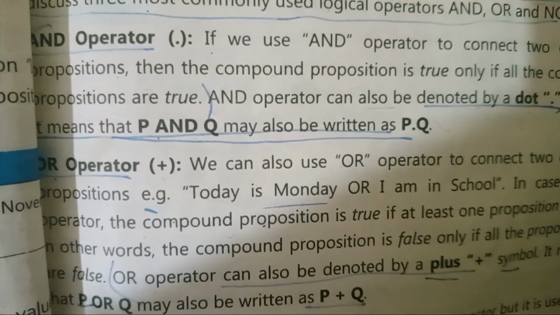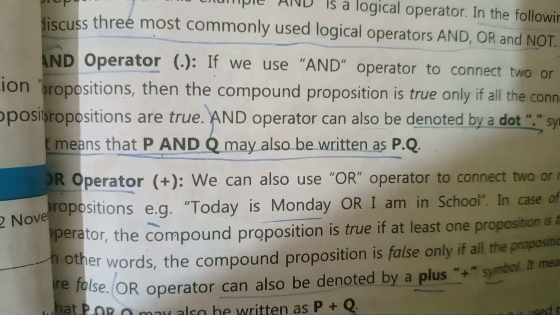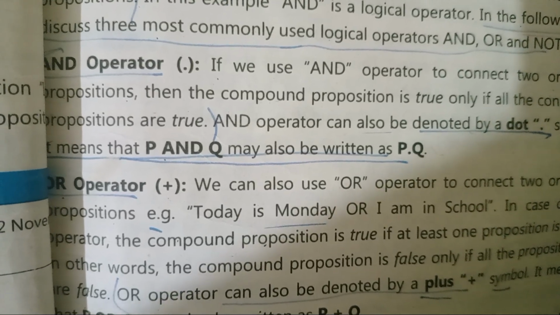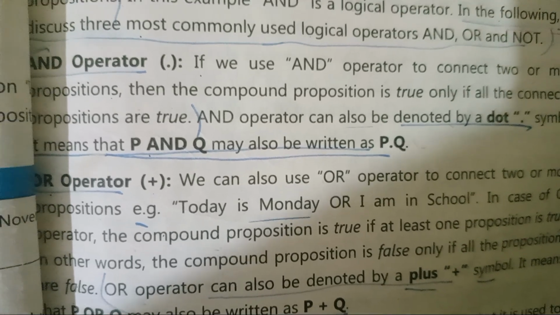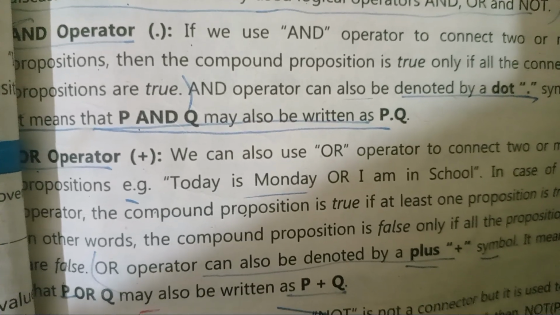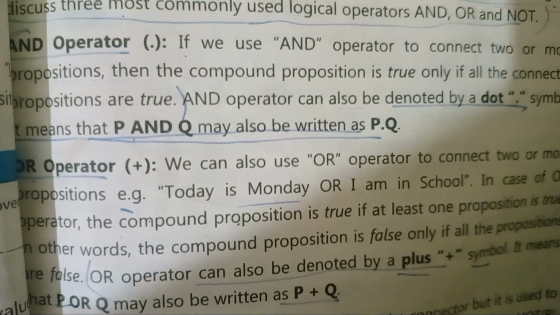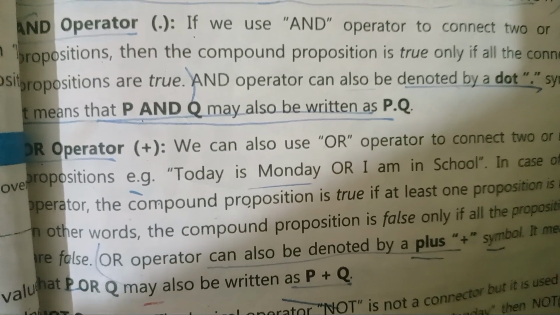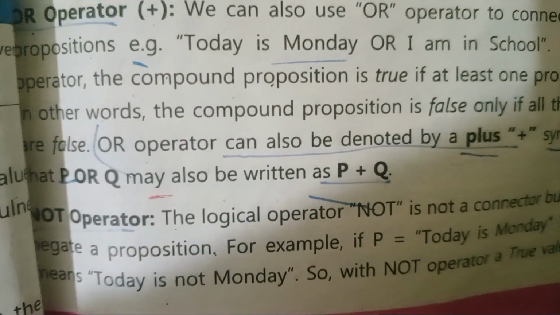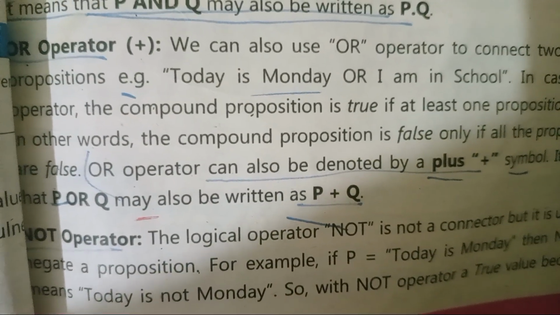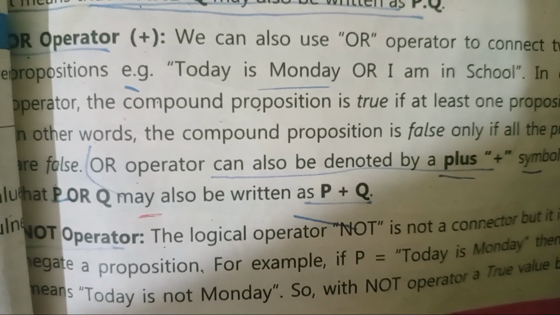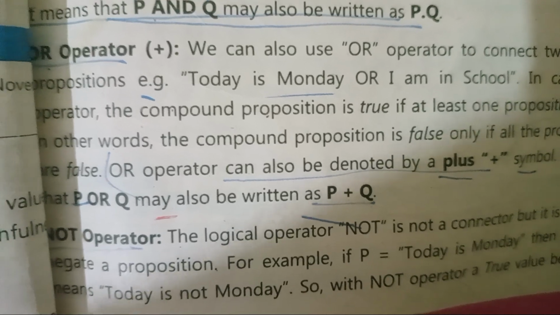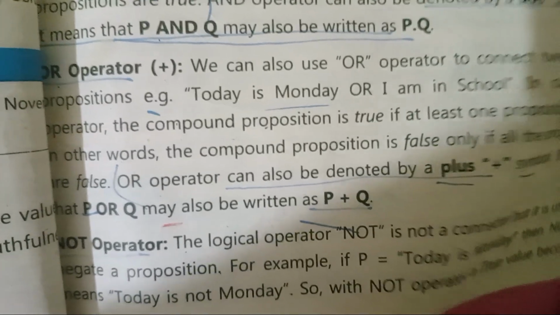In the or operator we use the addition sign, and it means a compound proposition is true if at least one proposition is true. In other words, the compound proposition is false only if all the propositions are false. That is called the or operator. Now the third one is the not operator. Not will negate the value, right? If the proposition is false, it will become true, and if the proposition is true, it will become false. So these are the three logical operators.